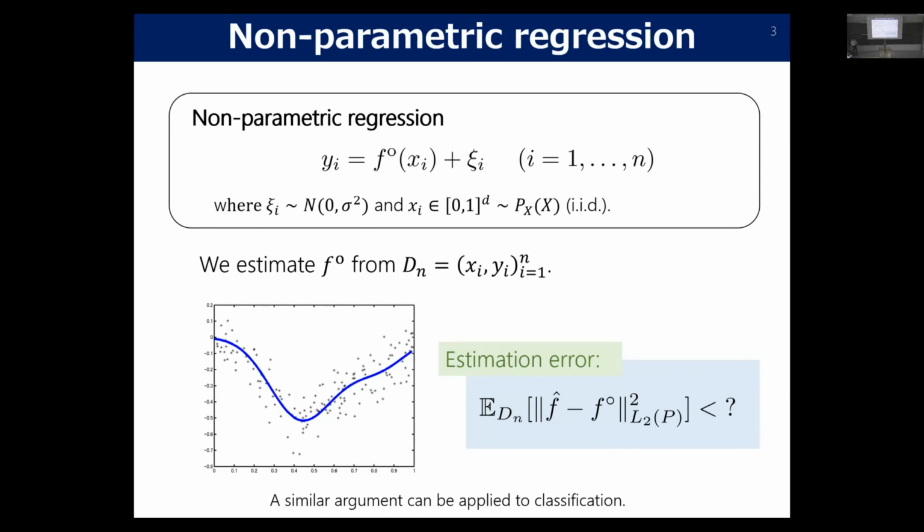As a performance measure of the estimator, we employ the mean squared error, which is given by the expectation of the squared L2 distance between f hat and f naught. The expectation is taken over the realization of the training data, so this is not a random variable; it is a deterministic quantity. We compare this mean squared error between deep learning and the other methods and discuss which is better. The mean squared error is the excess risk with respect to the squared loss.